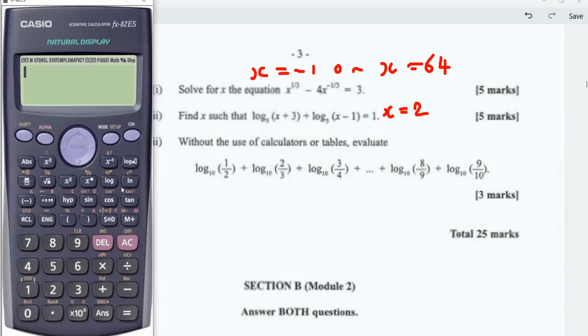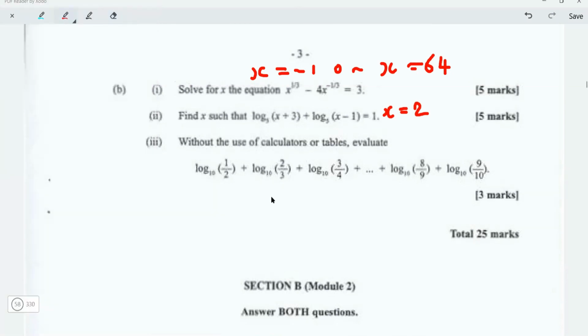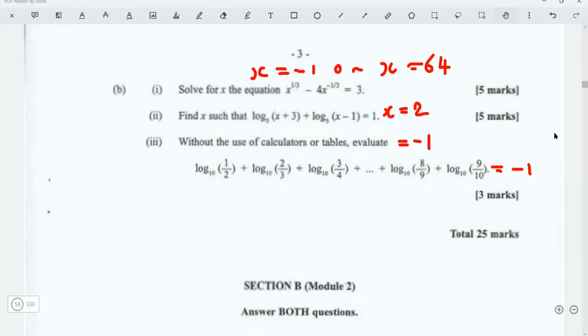If you were to actually do it on a calculator, the log of a half plus, well, I can't be bothered to write out all of that. Check it another time. Just write down the answer right here. We get that all of this is equal to negative 1. So we're done with module 1. Module 1 was no challenge at all.